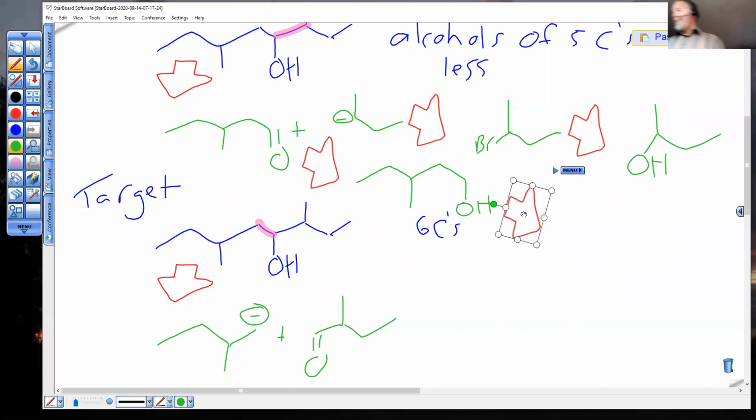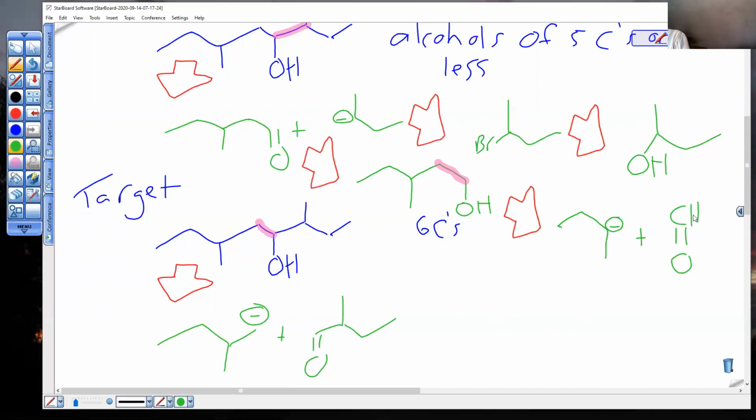Let's use what we just learned. I know how to make this bond from something with 5 carbons. I can make it from this thing, which I already made earlier, and react it with this thing. Oh, there's an octet violation. That's a 2. All right. So I can make that bond.